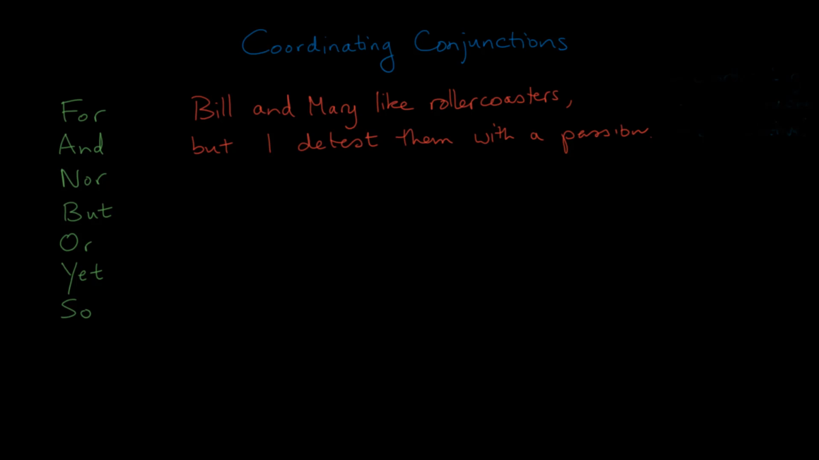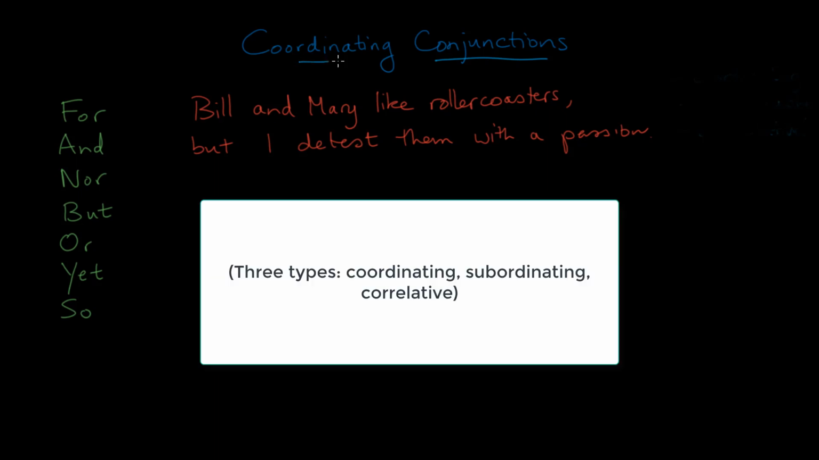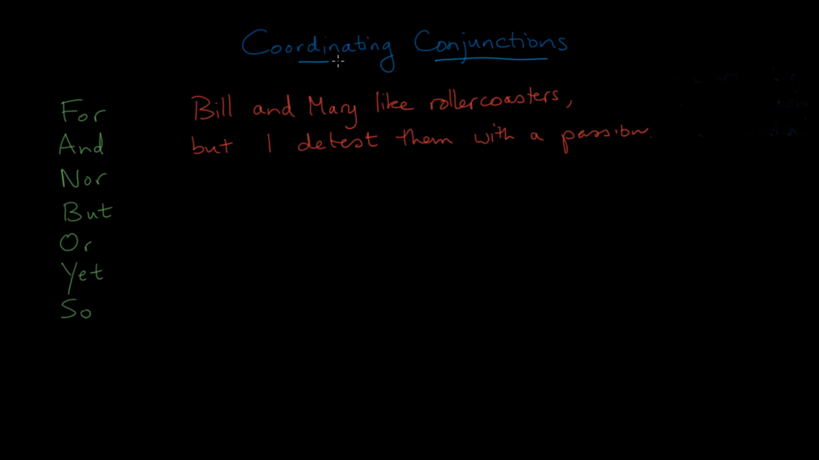So far, we've looked at a bunch of different parts of speech and how you can diagram them. In this lesson, we're going to look at conjunctions, but only one type of conjunction, the coordinating conjunction. The other two will be saved for later. So the other two are correlative and subordinating conjunctions.